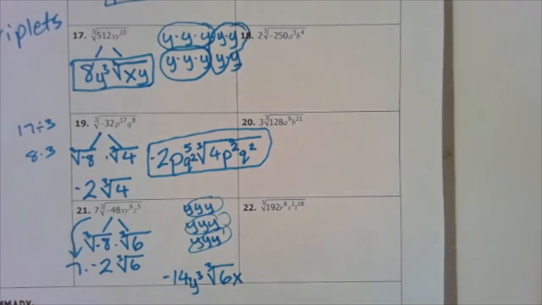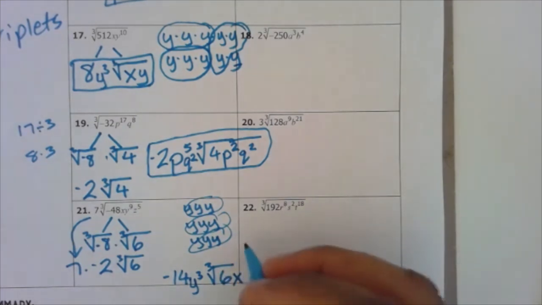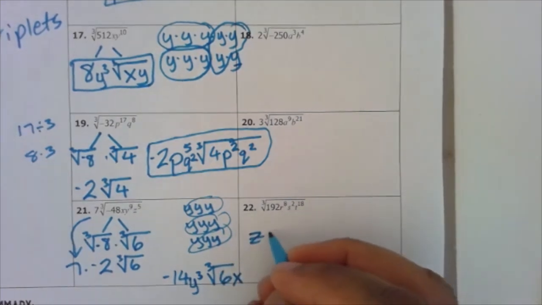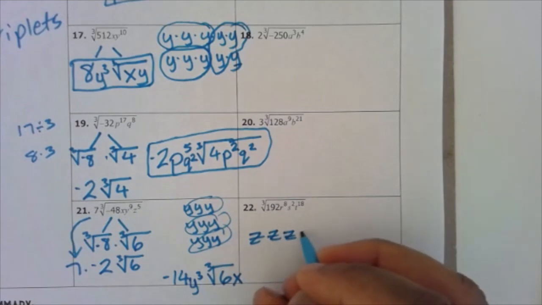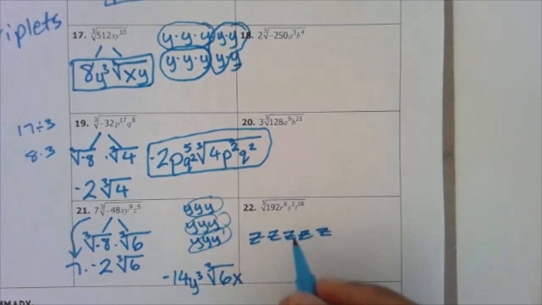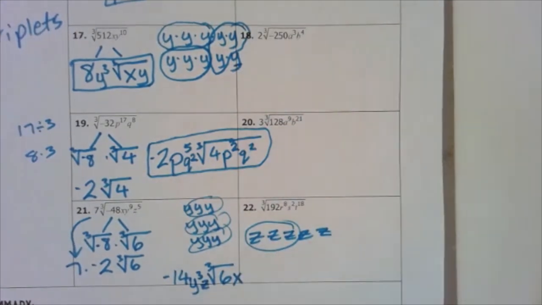Same thing with the z's here. I could just divide by 3, and then I'll have 1 set of triplets. Or you could just go ahead and write them, so let me just write them over here since I need a little more space. And then you'll find out there's just 1 set of triplets. They go on the outside, and on the inside are going to go the leftovers. So I'm going to have z to the 2nd power on the inside here.